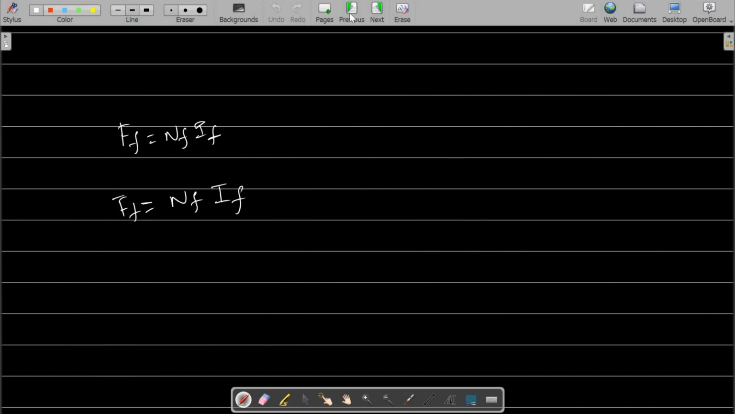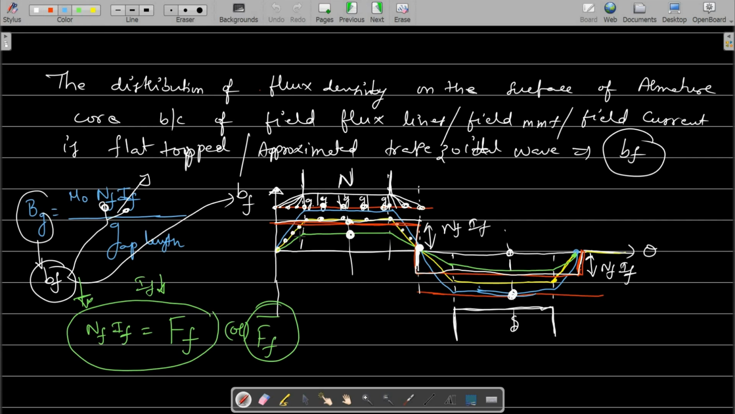See, this is that FF. It is rectangular over all the space angle. Its value under the north pole is positive NFIF, and in the south pole its value is NFIF in the negative. This is negative, and this is positive. This is theta equal to 0 degrees, 90 degrees, 180 degrees, 270, and 360 degrees. This is how we get that distribution of FF. So its peak value lies at 90 and 270 degrees, and it is distributed rectangularly over all the space angle.